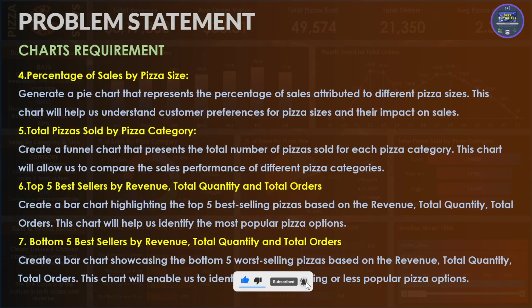Next, he wants us to find out the top five bestsellers by revenue, total quantity, and total orders, which I already told you. He wants us to find out which is the best performing or the most popular pizza. And in a similar way, he wants us to find out the bottom five, that is nothing but the underperforming or the worst sellers. All right. So this is the problem statement, which I have just given you an overview of. You can read everything I have provided here.